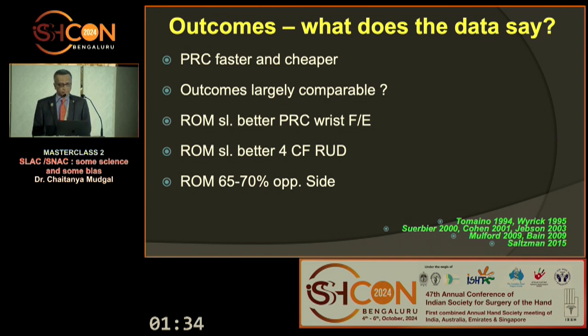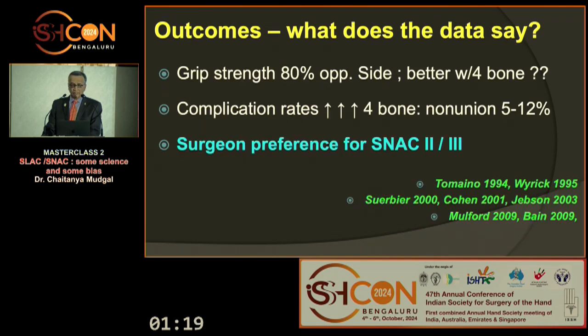Well, maybe not. Range of motion is better with the PRC in flexion and extension, but ulnar and radial deviation are slightly better with the four-bone fusion. Bottom line is the range of motion is largely similar in both, about 75% of the other side. The grip strength may be slightly better in the four-bone, but here's the kicker. Complication rates are much higher, and non-union rates are also obviously present.